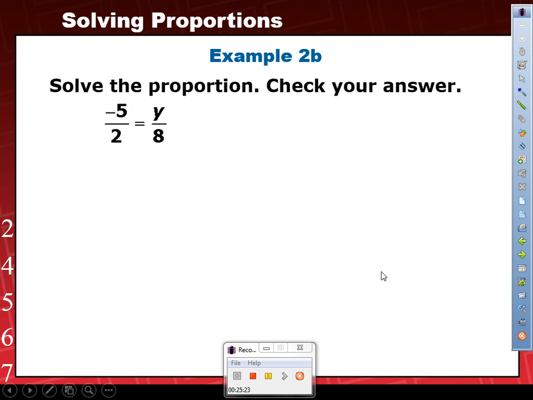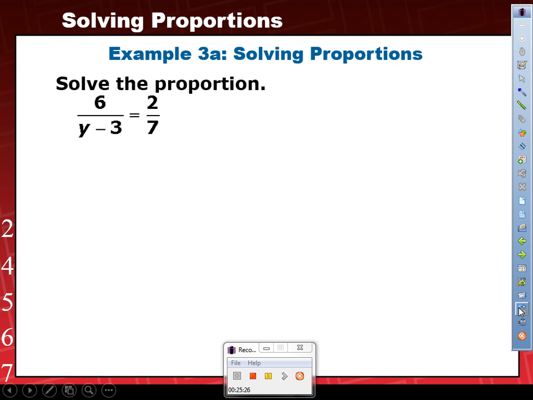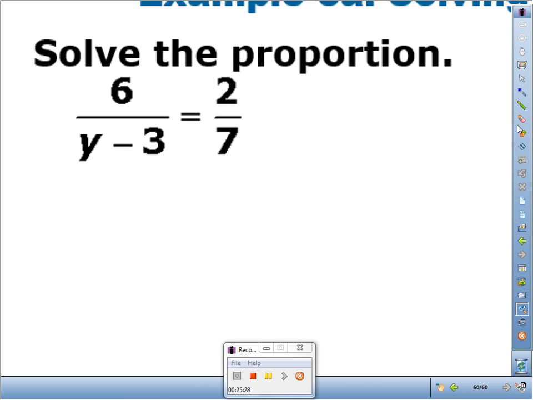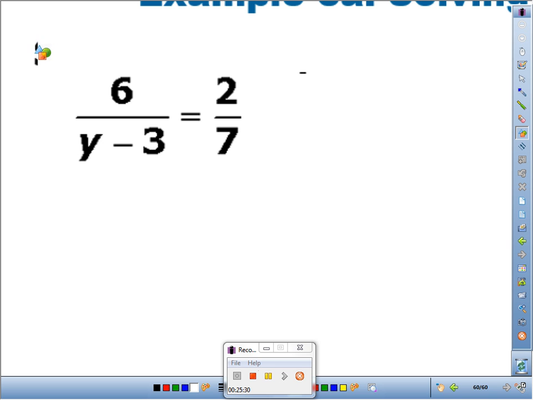Pens down, eyes up here. I'm going to zoom in for this one. Pens down, writing utensils down. Here it goes. Look up, please. Do I have a fraction equal to another fraction? No? Let's see. 6 over y minus 3. This is a fraction. This is a fraction, therefore I have a proportion. Are we there so far?